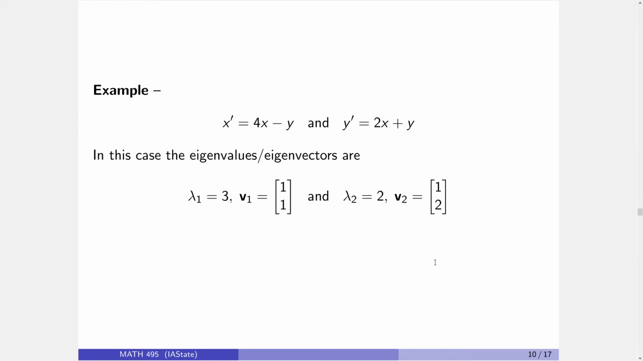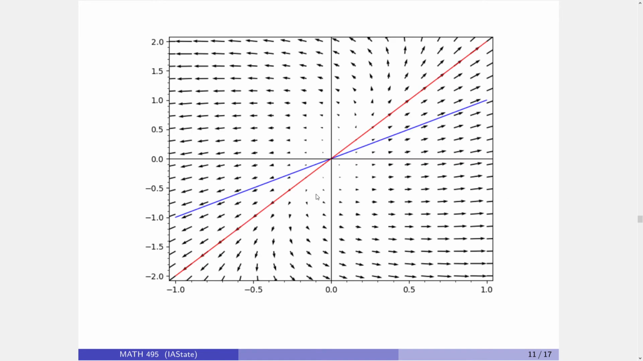Okay, so for example, if we're in this case right here, which should look familiar as one we saw in class, the eigenvalues and vectors as we computed are as follows, and now we actually have the picture with the lines this time.